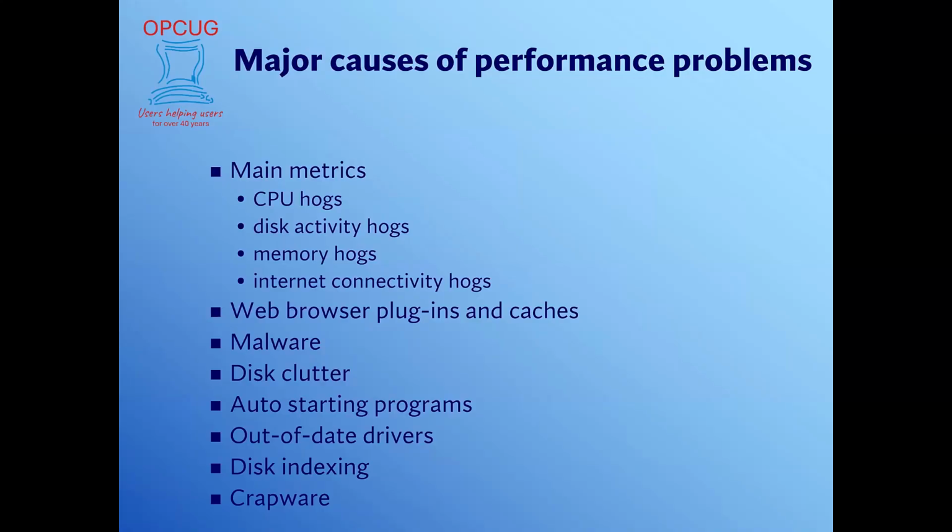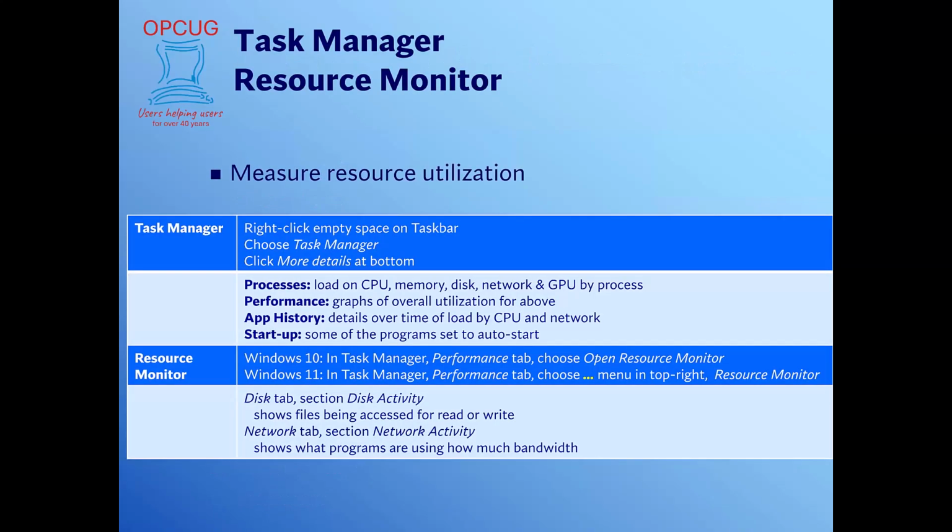We'll look at web browser plugins and caches and what we can do about them. Malware, and the impact it can have on your computer. Disk clutter. Auto starting of programs can be a big issue on computers, so we'll learn how to deal with those. Drivers, which are pieces of software that talk to hardware, and how they can impact the performance of your computer. Disk indexing, and then crapware, and then we'll look at a bunch of third-party utilities that are available as well.